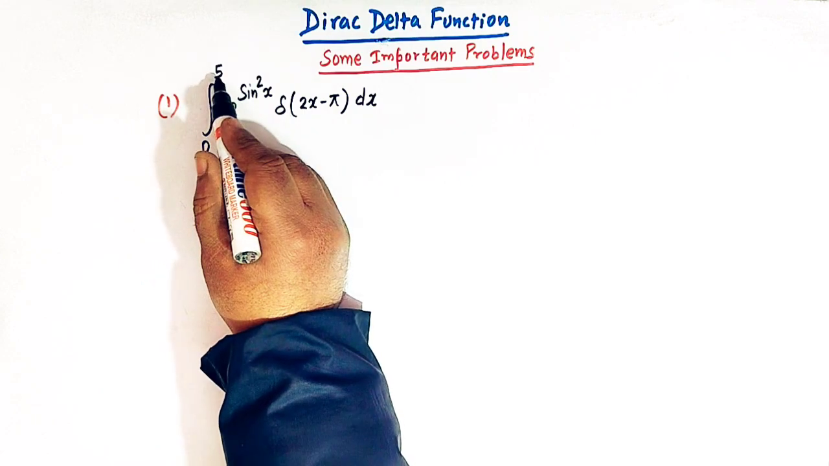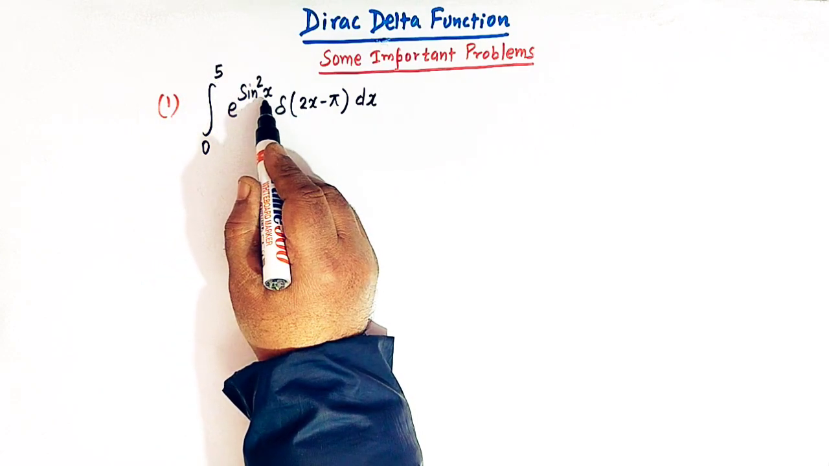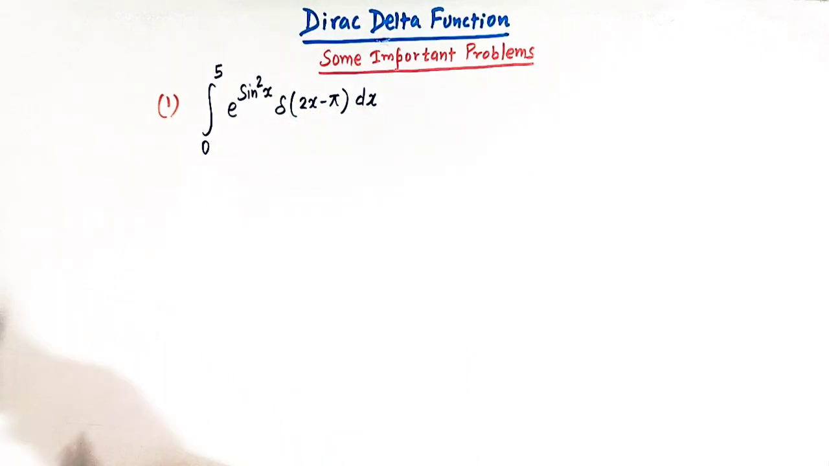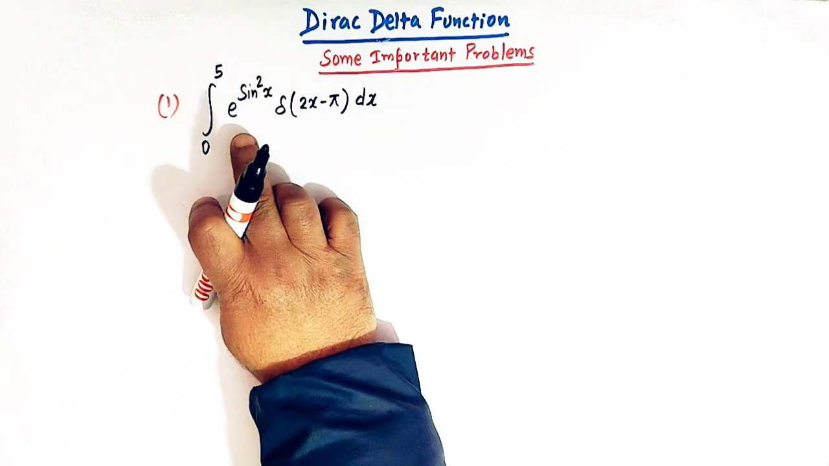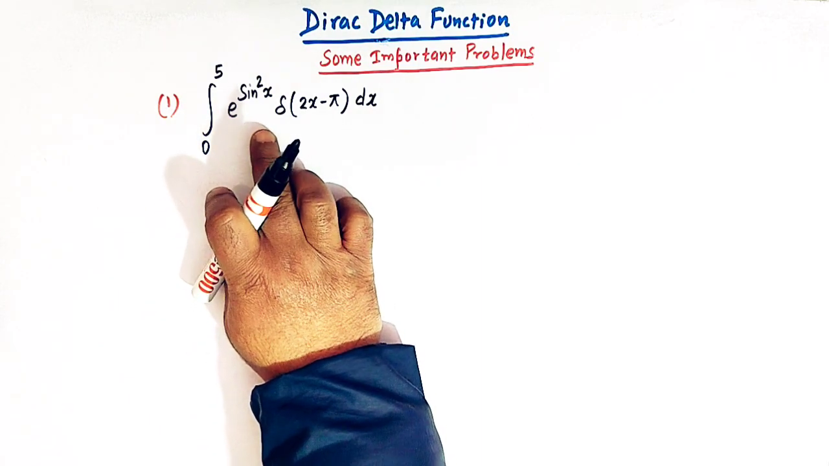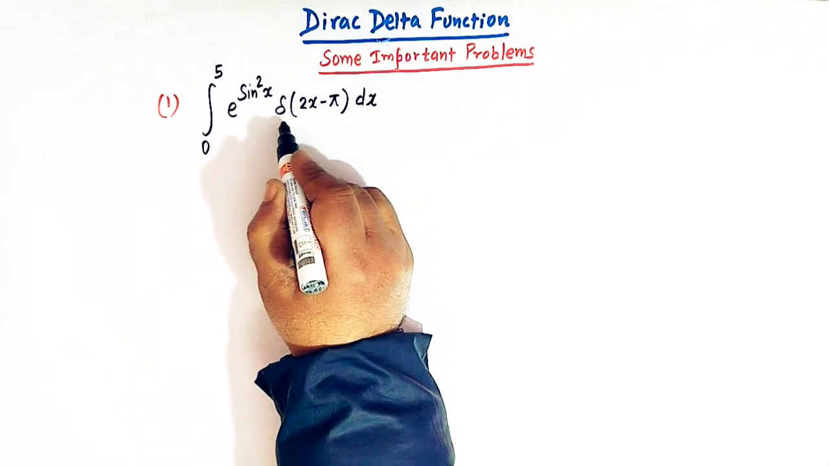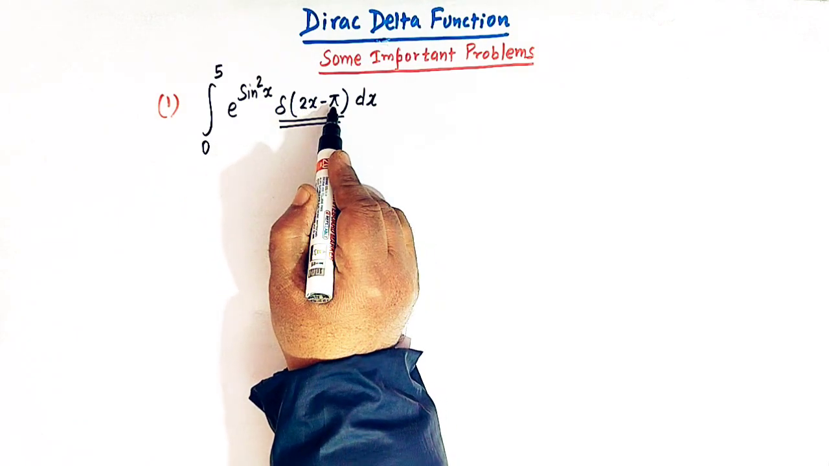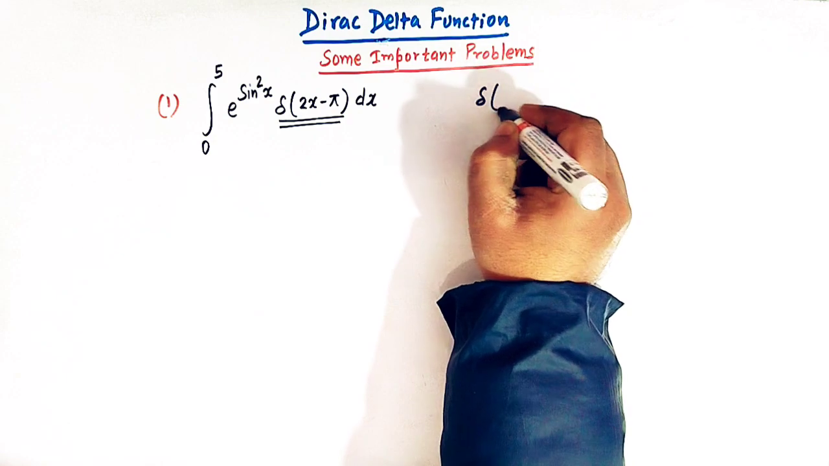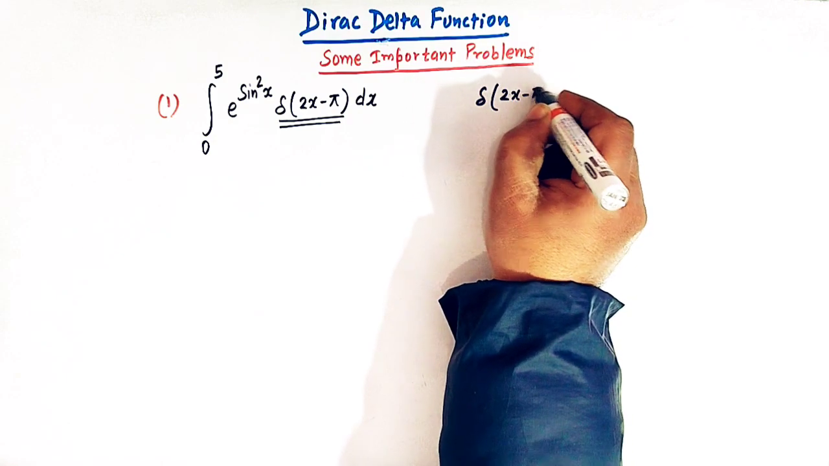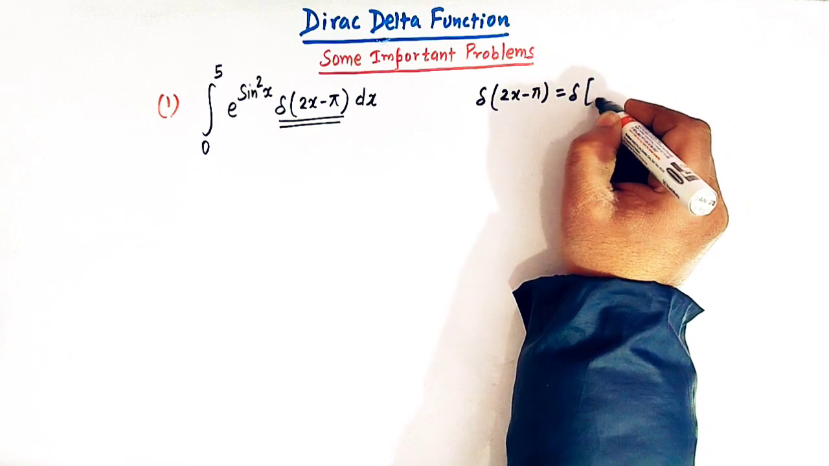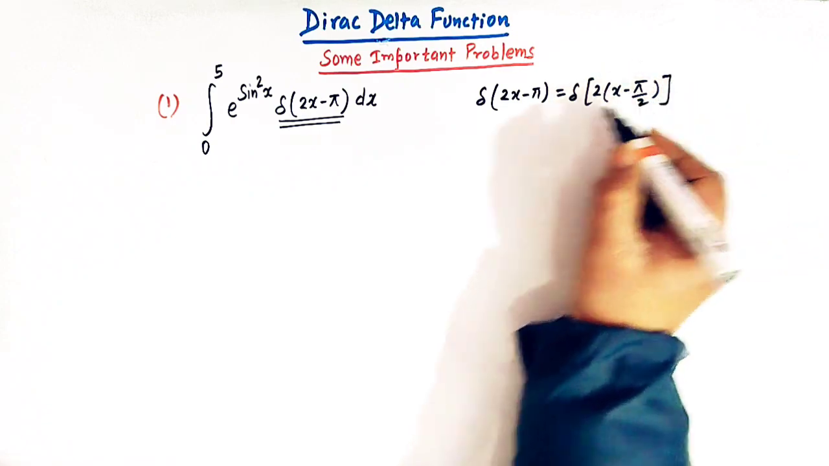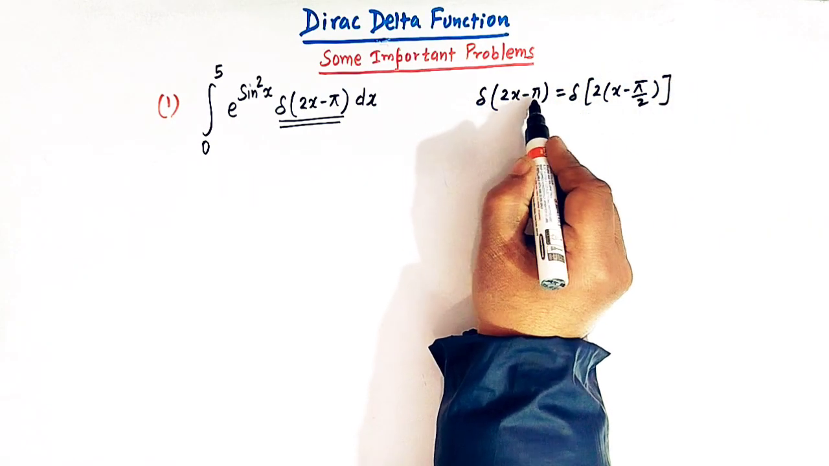So we have the integral from 0 to 5 of e raised to sine square x times delta of 2x minus pi dx. Now, to find the value of this integral, let us first look at this Dirac delta function. Here we have delta of 2x minus pi. So what we will do, we'll write delta of 2x minus pi as delta of 2 times x minus pi by 2. We'll take 2 common from these two terms.